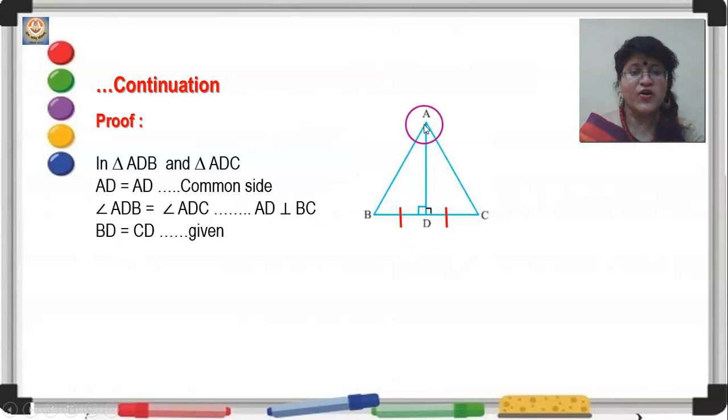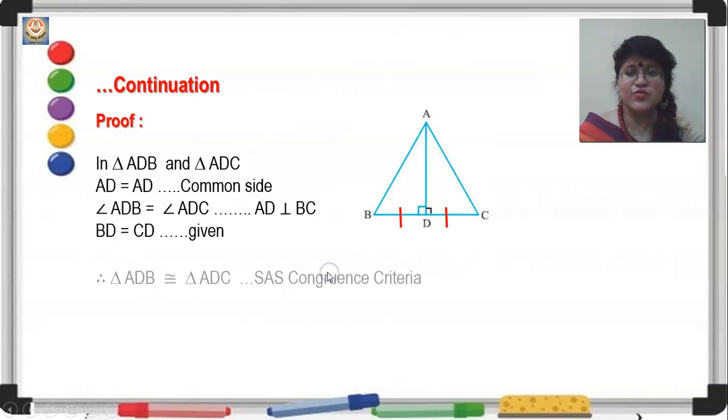So AD is congruent to AD, it's a common side. BD is congruent to CD because it is given that AD is the bisector of BC, and these two angles each, they are 90 degrees. So AD perpendicular to BC. Here you could also write the reason as given. That is also correct. Therefore, the two triangles become congruent by which test? It is not RHS because in RHS, the hypotenuse would have been shown congruent. So the test of congruency is SAS congruence rule.